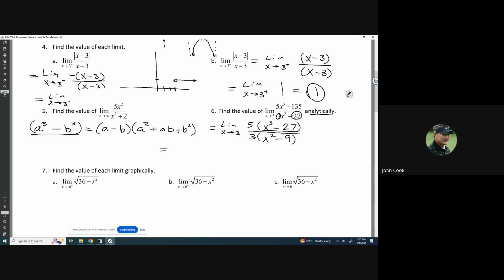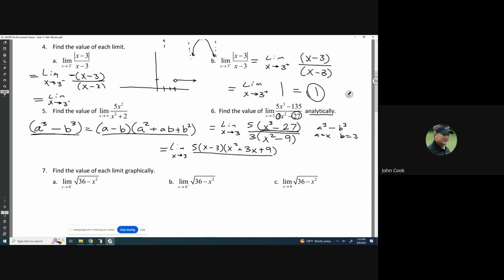So this difference of cubes, if I want to make it look like a to the third minus b to the third, that means that a is equal to x and b is equal to 3, because 3 to the third is 27. If I plug it into this relationship, here's how it would factor. I'd have the limit as x goes to 3 of 5 times parentheses x minus 3, times parentheses x squared plus 3x plus 9. All right, so that's the top part.